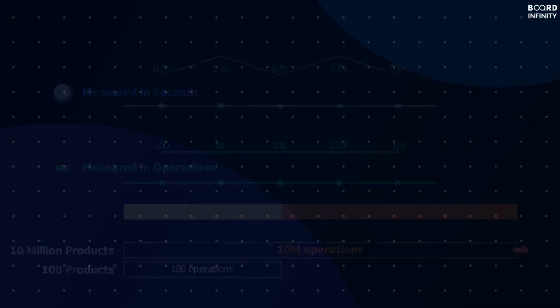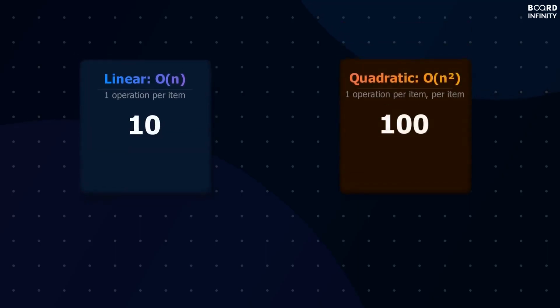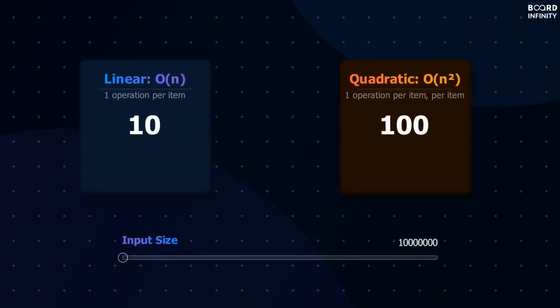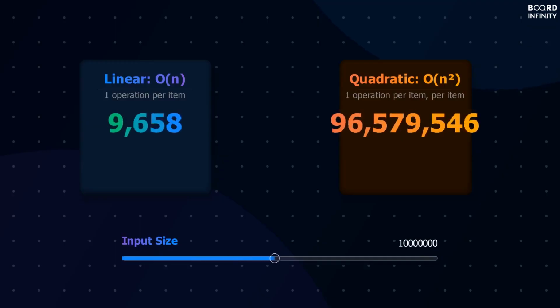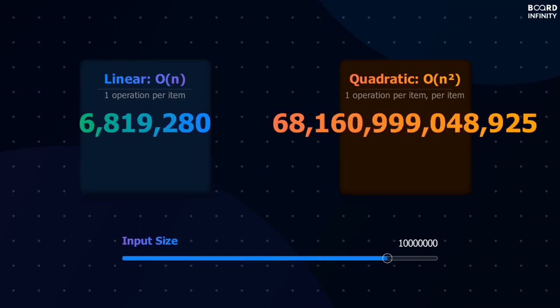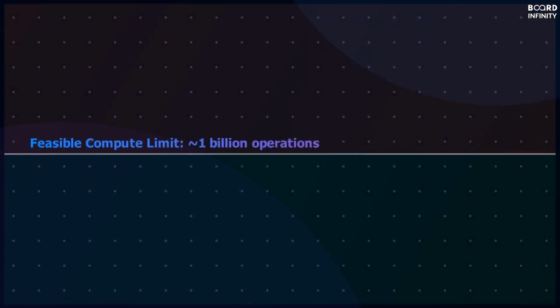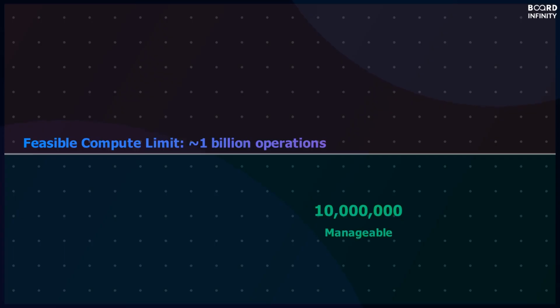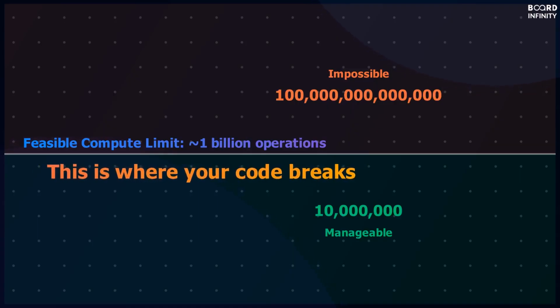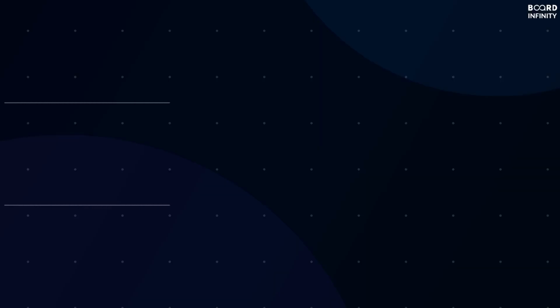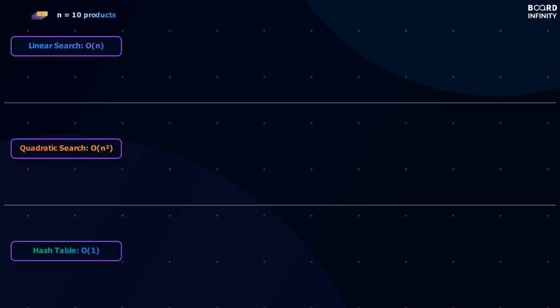These growth rates are often referred to as Big O linear, or Big O of n, and Big O quadratic, or Big O of n squared. With 10 million products, linear code does 10 million operations. Quadratic code does 100 trillion operations. That's not slow. That's impossible. Big O notation tells you exactly when your code will break, so you can fix it before your users find out. Big O isn't about measuring speed. It's about measuring growth. Let's see this with 3 different ways to search for a product.